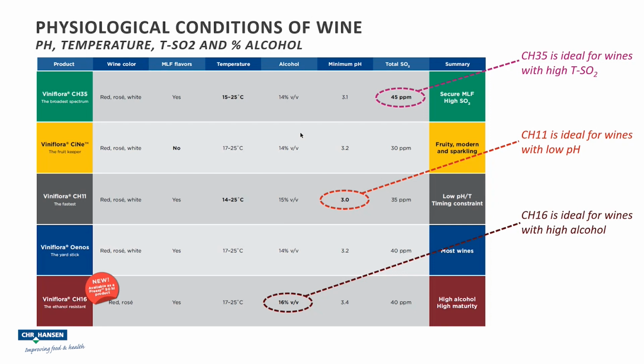If, however, you have a wine with a very low pH that you're looking to put through MLF, CH11 with its tolerance of as low as pH 3.0 would be the perfect choice. Then lastly, if your wine has very high alcohol, CH16 would be the one to use with its alcohol tolerance of 16% alcohol.